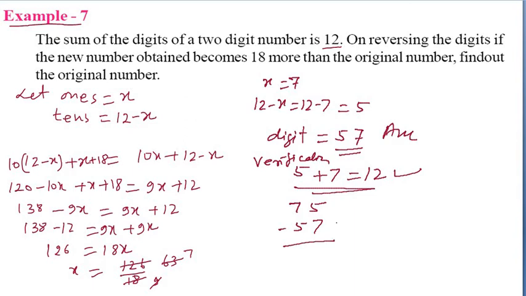So subtract this. So we get how many? It is 8 and it is 1, that is 18. So 18 is here. You can see here, so our answer is correct. So that answer is 57. So you have to write this one. It's very clear.